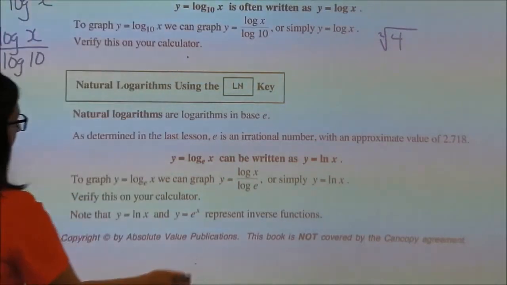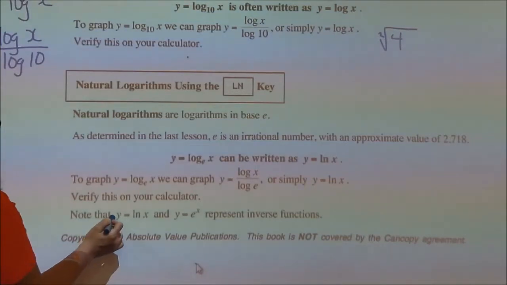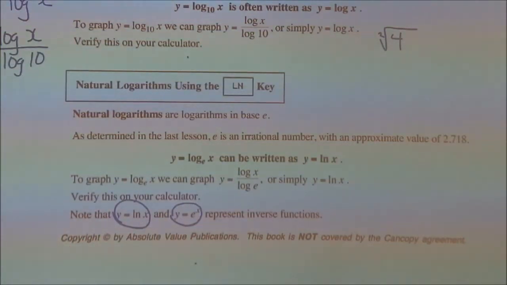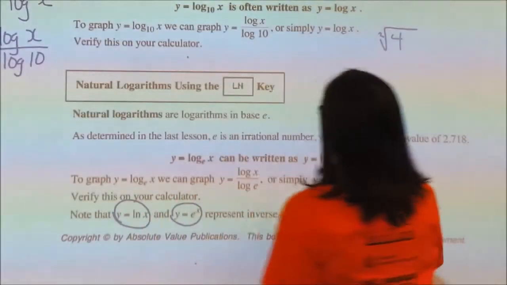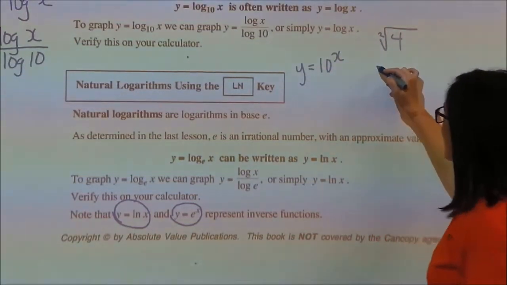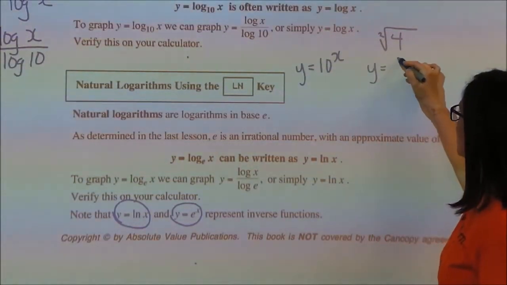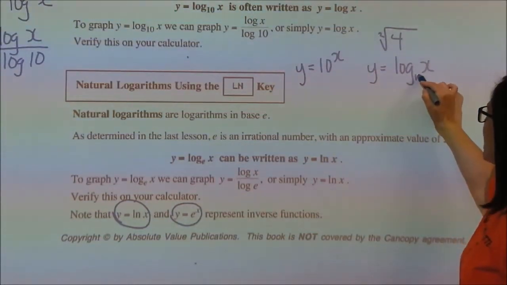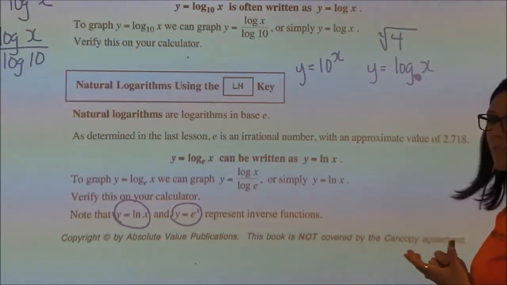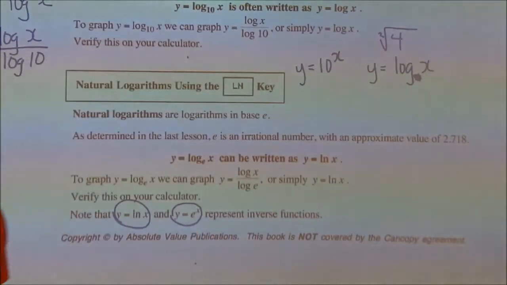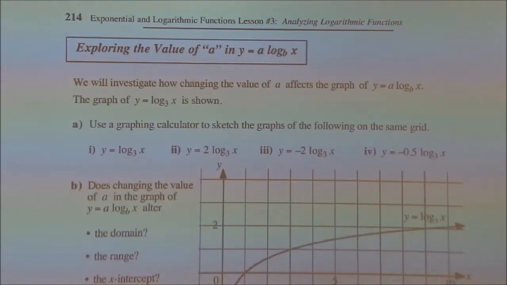So what that means is the natural log of x and y equals e to the power of x are inverses of each other. Just like y equals 10 to the power of x would be the inverse of y equals log x, because this 10, I don't need to write in. If I don't have it written there, I understand the base to be 10.